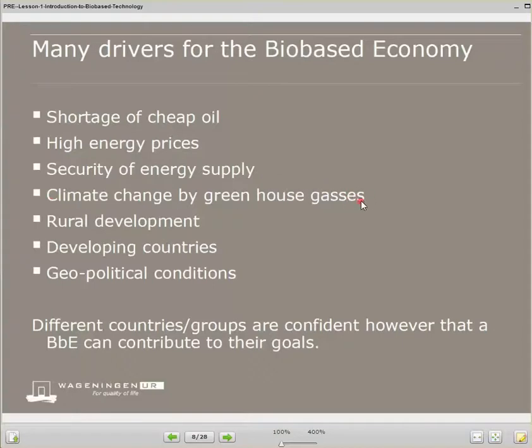Climate change is also a very good driver for the bio-based economy. If you're not using fossil fuels, then you can find a sustainable way of producing your energy, and greenhouse gases will decline. Rural developments.